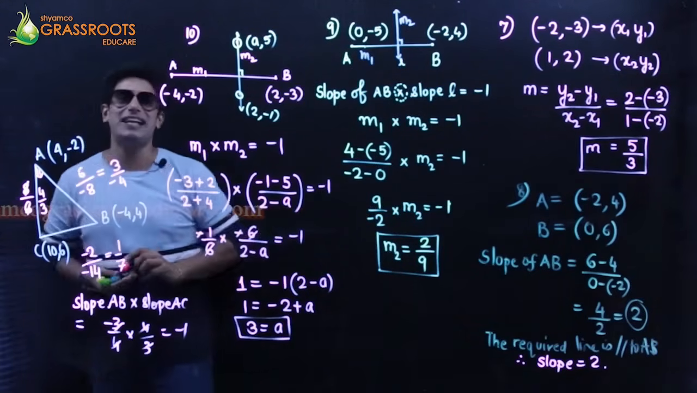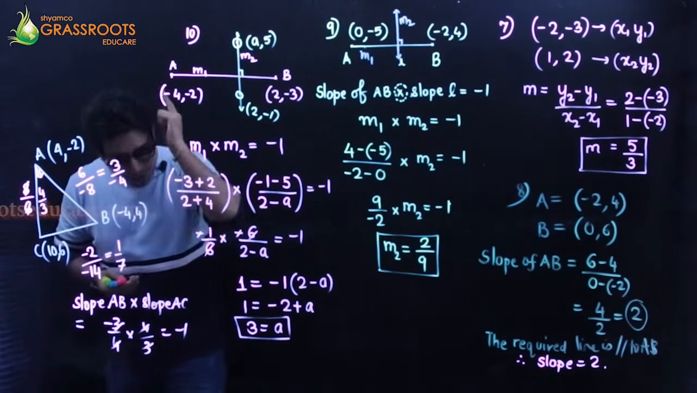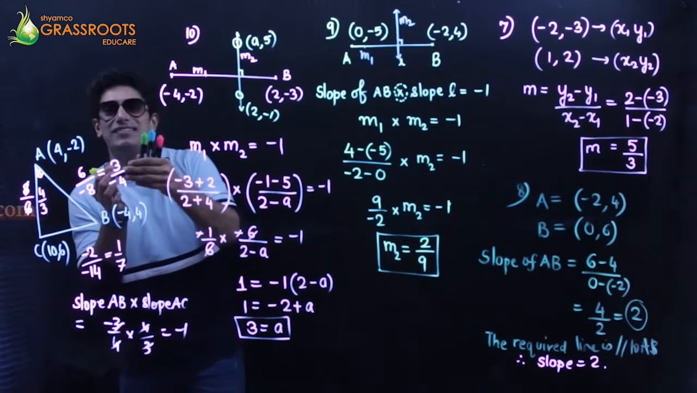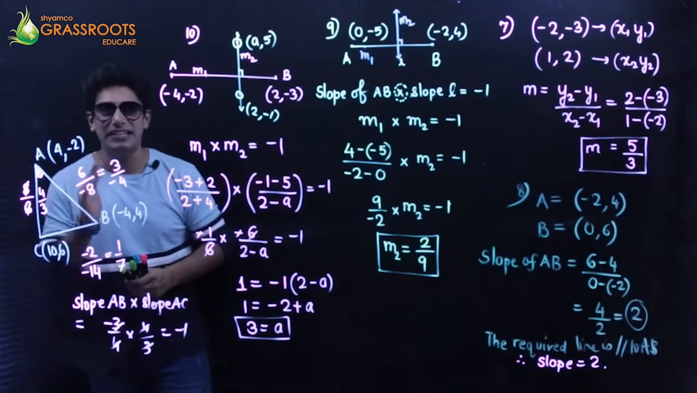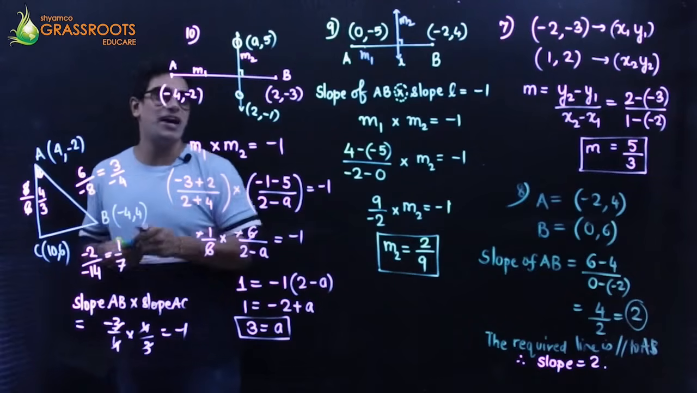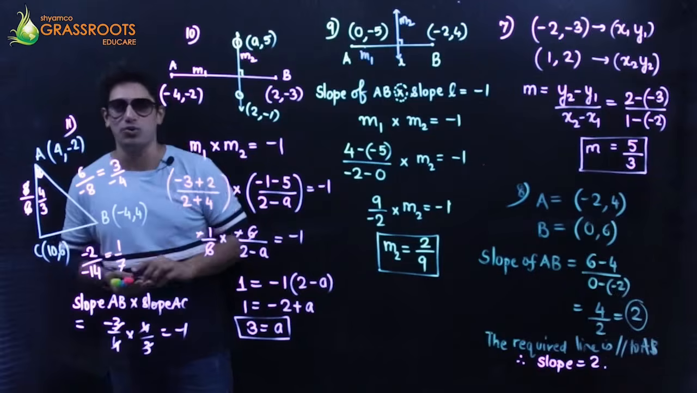Hence, it is a right angle triangle because the product of the slopes M1 into M2 is minus 1. Hence, I can say that the two lines are perpendicular. And at which point is it making 90 degrees? At A, right? So go through these few sums which I've solved on the board. We have many more to go.